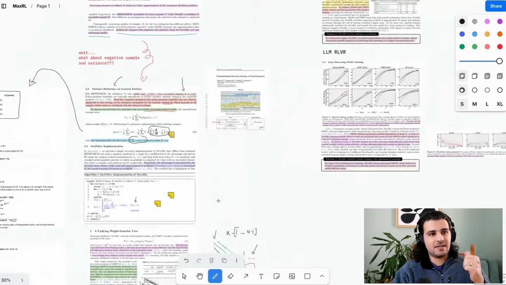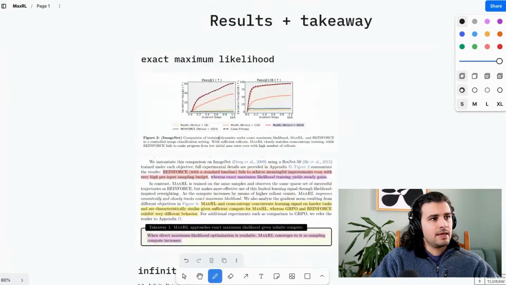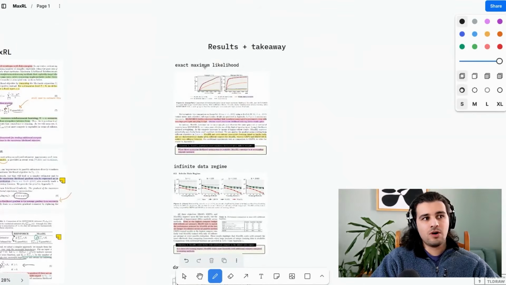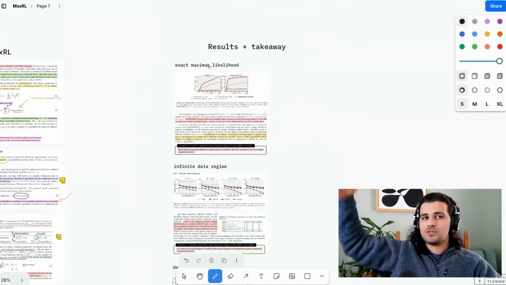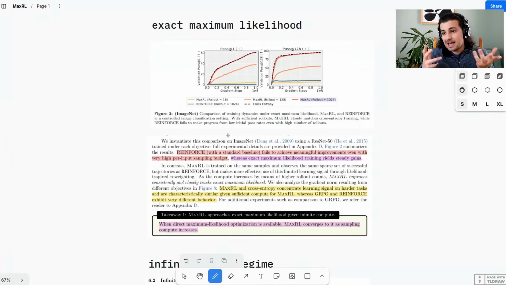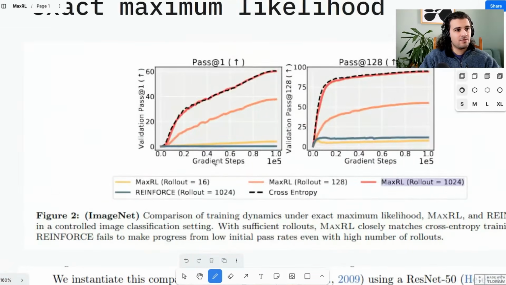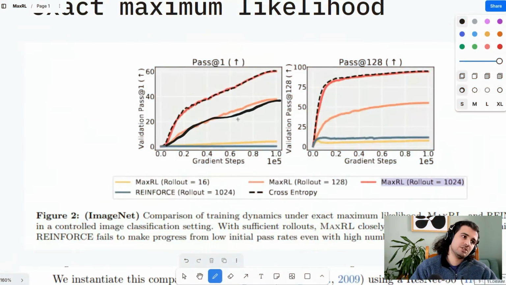We're going to look at the results, and then I'm going to let my guy enter. So there are 3 experiments, or actually 4 experiments, that these guys ran. One where the exact maximum likelihood was known. This was an ImageNet situation, so it actually is not RL; it's more like a supervised type of setup. And what they see is that with MaxRL, with a rollout of 128, you get this curve, which is the validation at pass at 1, which is good, but the maximum likelihood is way up over here. But as you increase MaxRL to a rollout of 1024, you get almost exactly the maximum likelihood.